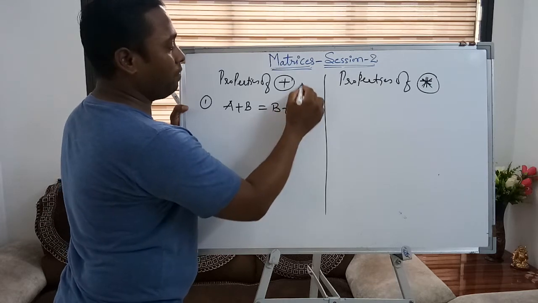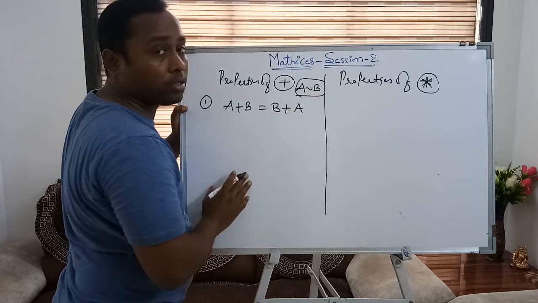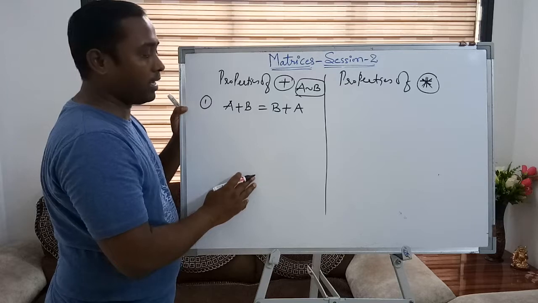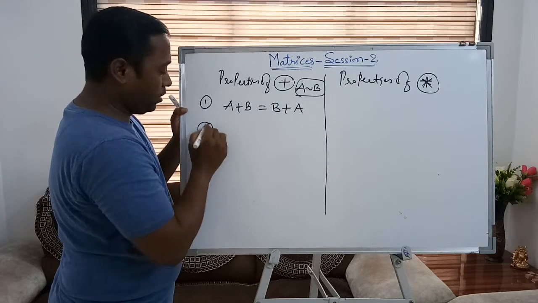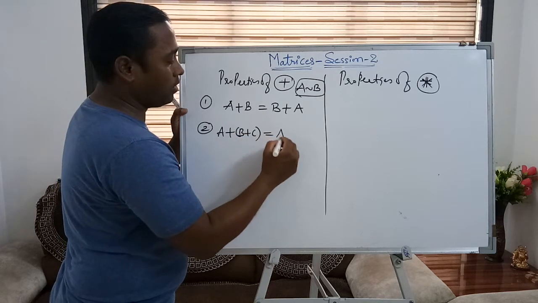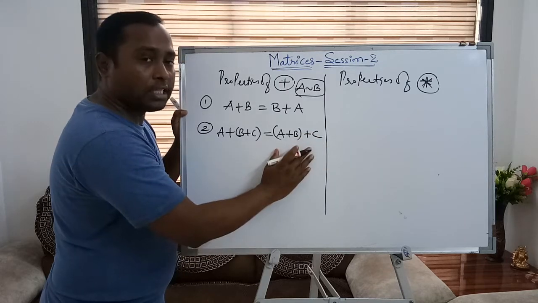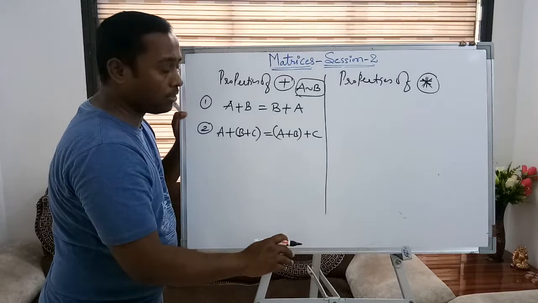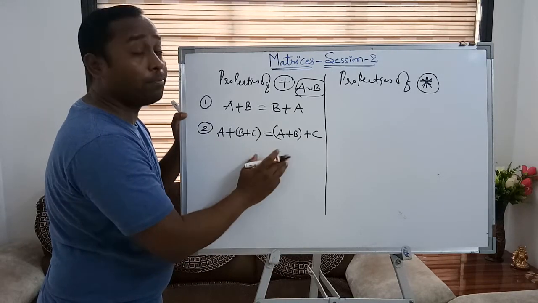It means if A is equivalent to B, means if their orders are same, then A plus B is always equal to B plus A. It means it is commutative. It's also associative. A plus of B plus C is equal to A plus B plus C. Associative means while adding the 3 or more than 3 matrices, order is immaterial, order is not important.